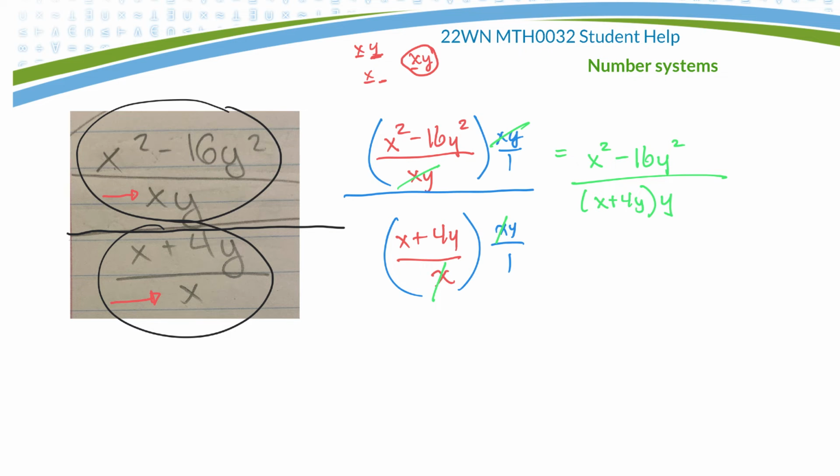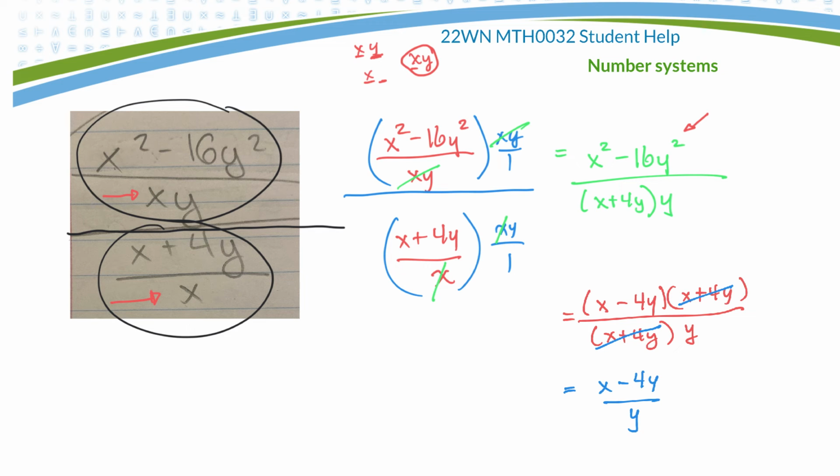At this point I'm feeling pretty good with myself. But I can go one step further, because this top is a difference of squares. So I could factor that into two brackets: x minus 4y and x plus 4y, over x plus 4y times y. You can probably see that the x plus 4y's will cancel. So my final answer will be x minus 4y over y.